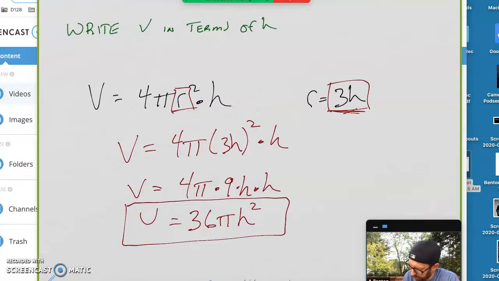So now if you'll notice, it looks like pi is a variable, but it's not. It's a constant. H, there's only H's. There's no more R's. Everything is good. We wrote it in terms of H. Nice. All right. That should get you going.